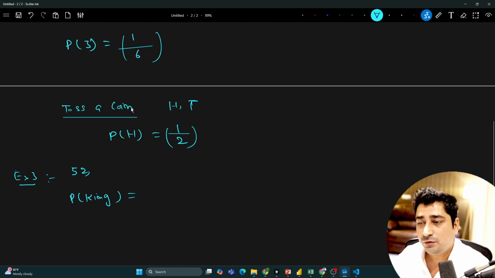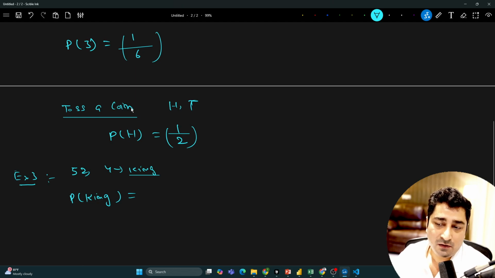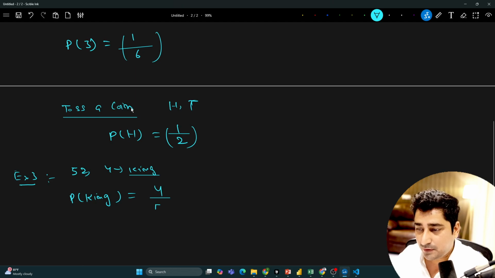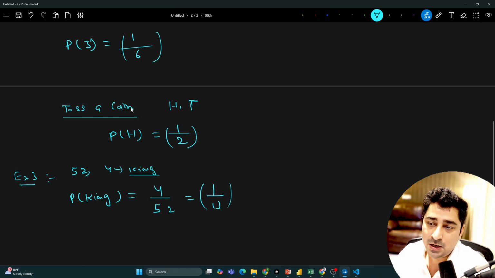And out of those 52 cards, 4 will be kings. So what is the probability of getting a king out of these 52 cards? It's going to be 4 by 52, or technically after doing the calculation, it's going to be 1 by 13. So this is the probability of getting a king.